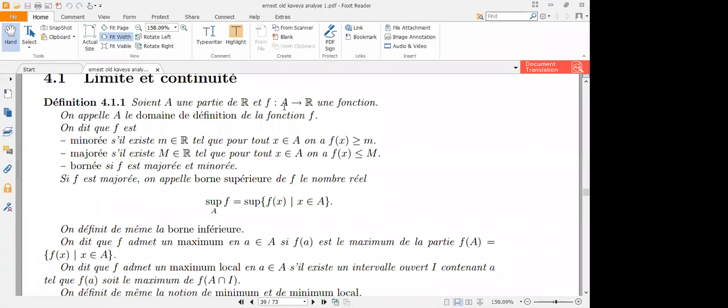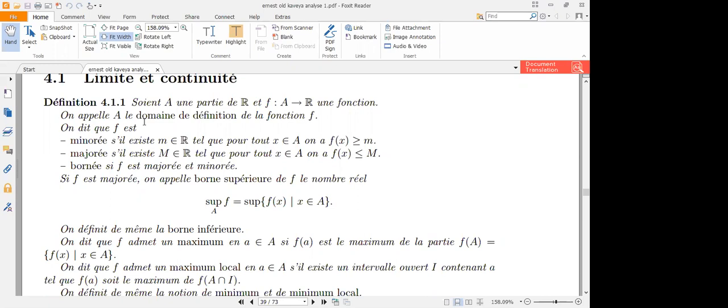Yes, yeah. So in this case, we have A, which is a part of real numbers as usual, and F goes from A to the real numbers. And then it says we call A the domain of definition of the function F, just like the other one. In the case I gave you when I introduced the topic, it was D. D was our domain, which is more precise.